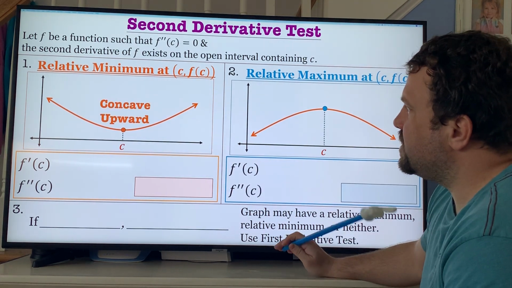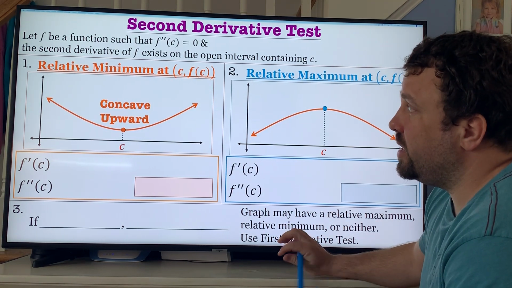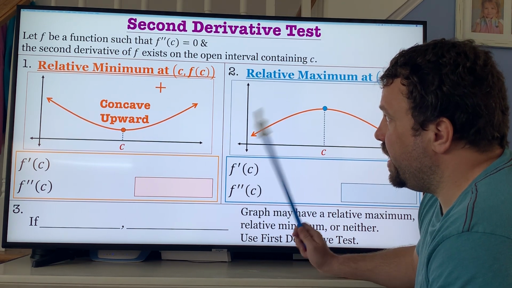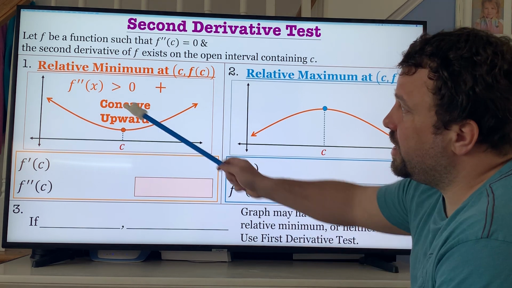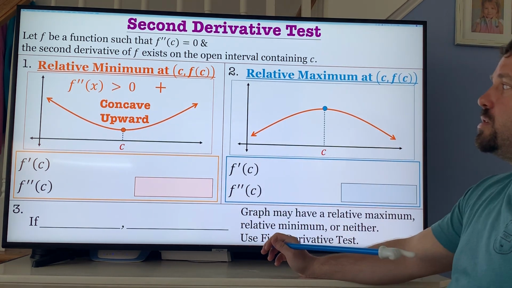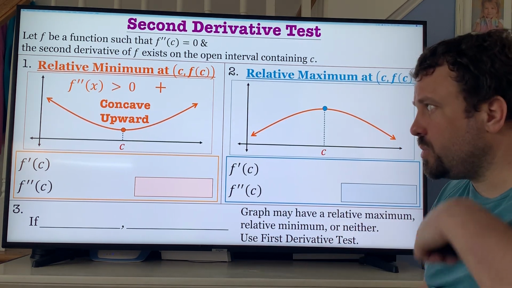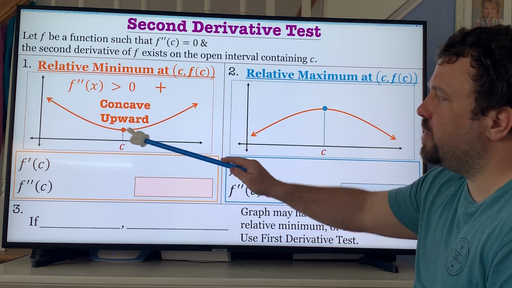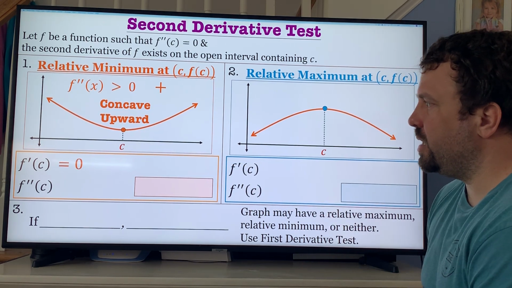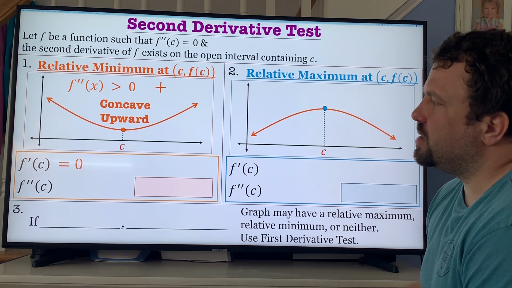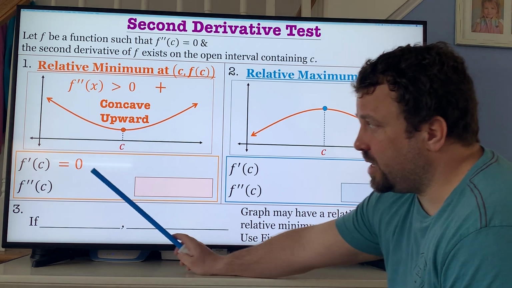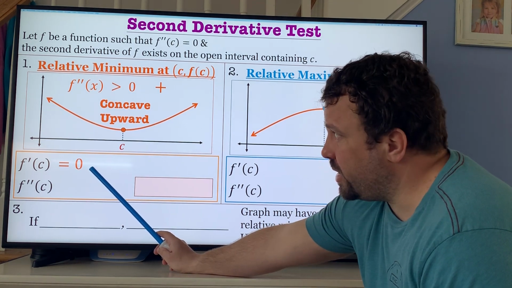So what happens here is you have concave upward. So anytime you have relative minimum, there's concave up. So your answer is going to be positive because f double prime x is going to be greater than 0. So when your second derivative is greater than 0, concave upward, it means you have a relative minimum. All right? So what that means is f prime c equals 0, because that tells you you have a critical point at that number.